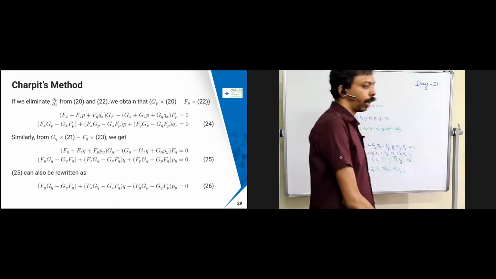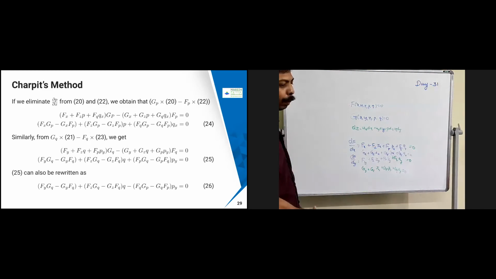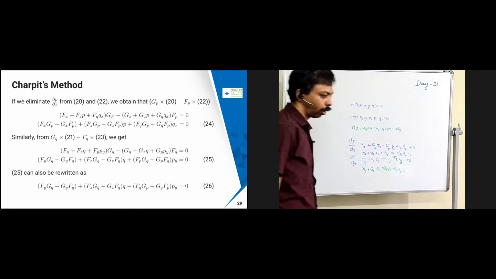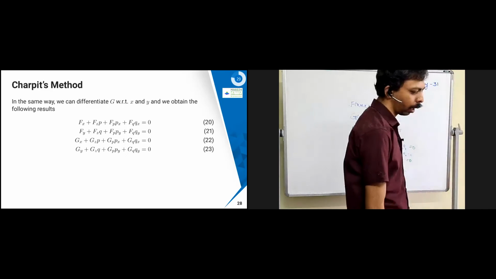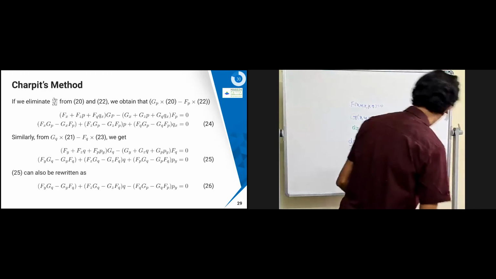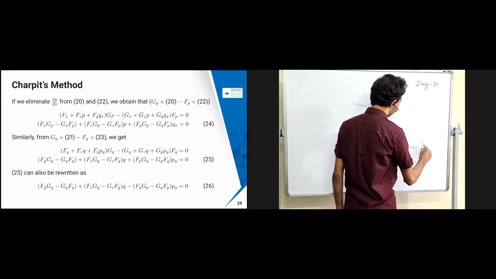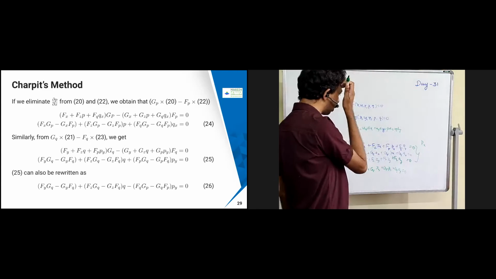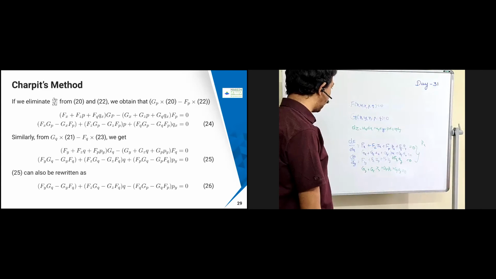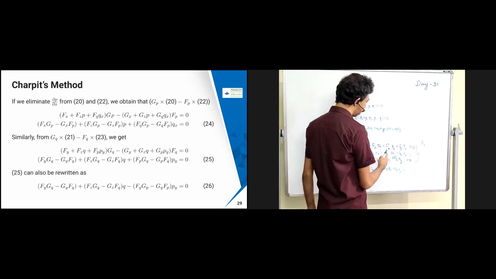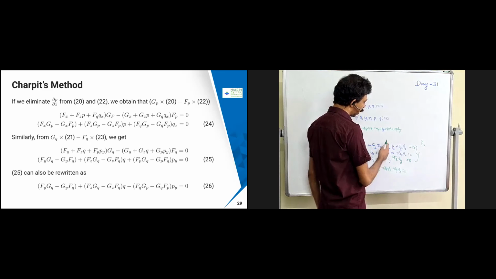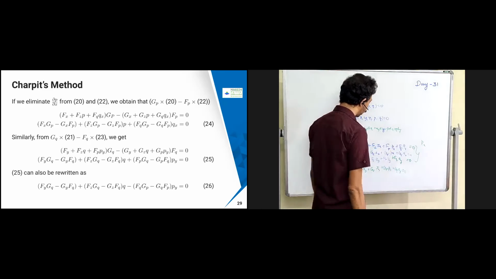So suppose I want to eliminate px from these 2 equations, 20 and 22. 20 is with respect to x, so from these 2 equations I'm going to eliminate px. If I want to eliminate px, I have to multiply this one by gp, and this one by fp. Then fp gp minus gp fp is going to get cancelled.